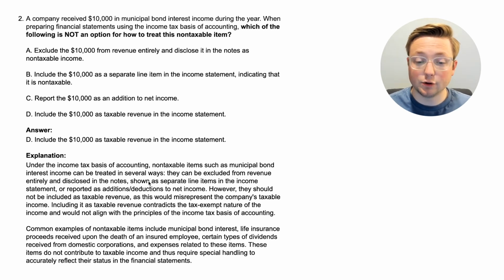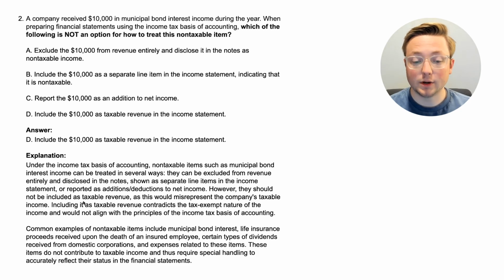So the main idea is that you just need to know that it can be shown as a separate line item if it's non-taxable. Or you can also report it as an addition or a deduction to net income. So what does that mean? You take this non-taxable income, you don't include it in the taxable revenue, you just add it to net income so that you are still including that in the net income, but you don't have it in the taxable portion of the income because remember, net income is post-tax. It's after your taxable income has been taxed. So you can do these three different things.